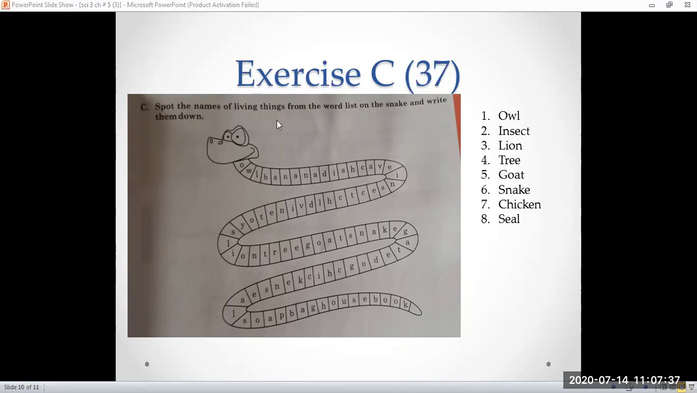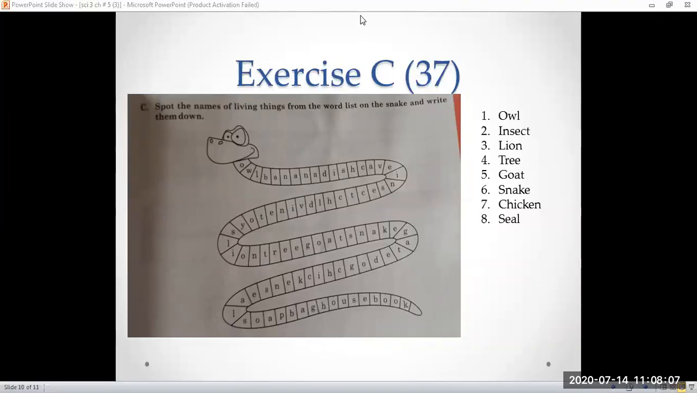First one is that. Here is the word owl. Circle it. This is the owl. Second one is insect. Here is insect, I-N-S-E-C-T. Write it here, and also circle it, student.